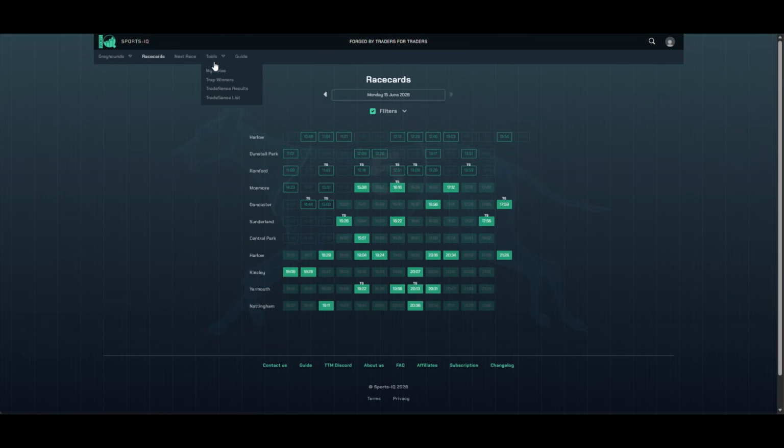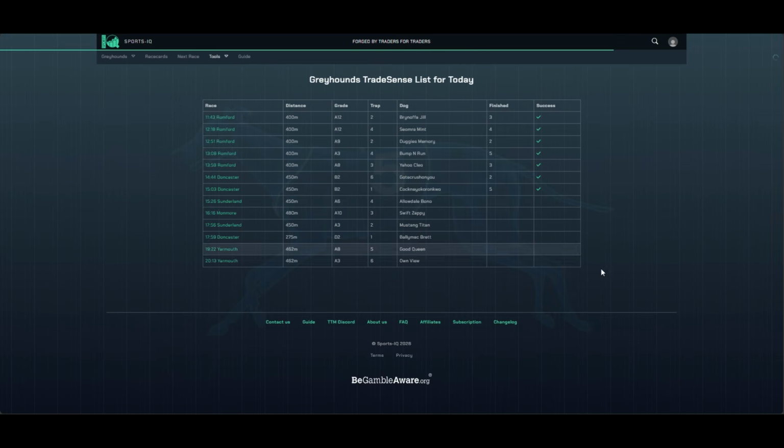Right then, let's talk about the TradeSense list. And before anyone panics, no, this is not a list of dogs we're backing. In fact, it's pretty much the opposite. So let me ask you a question. What's easier, finding the winner of a 6-dog race or identifying the dog that's likely to struggle?